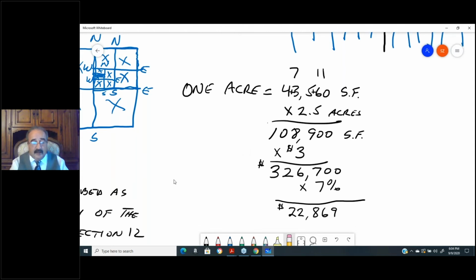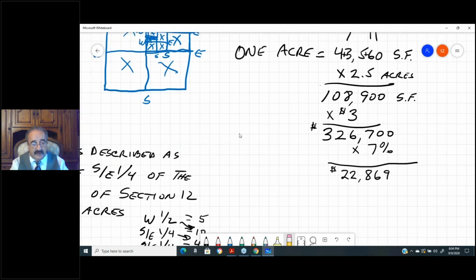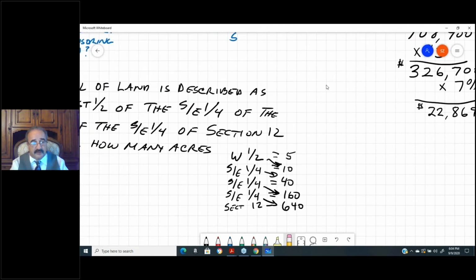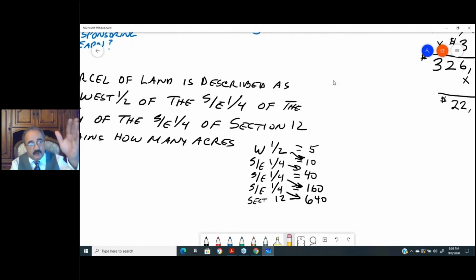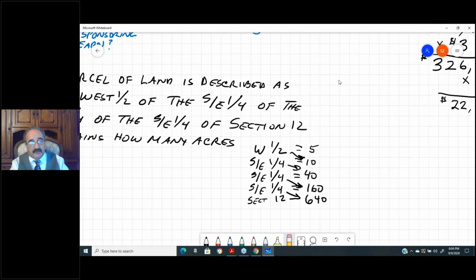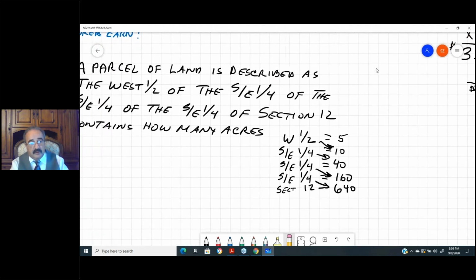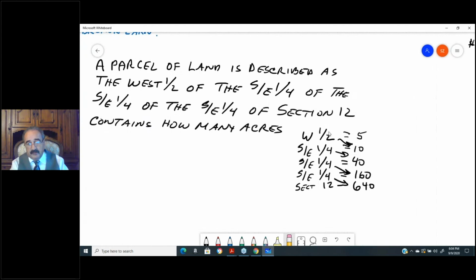Now, the last thing I did was this one: a parcel of land is described as the west half of the southeast quarter of the southeast quarter of the southeast quarter, contains how many acres? Remember, you write it out. You start off with the section number 640 and divide by 4 or 2, whatever it says, to get to the answer. Now, doing that, I have to do one more. I'm going to do one more that's kind of similar, a little bit different.